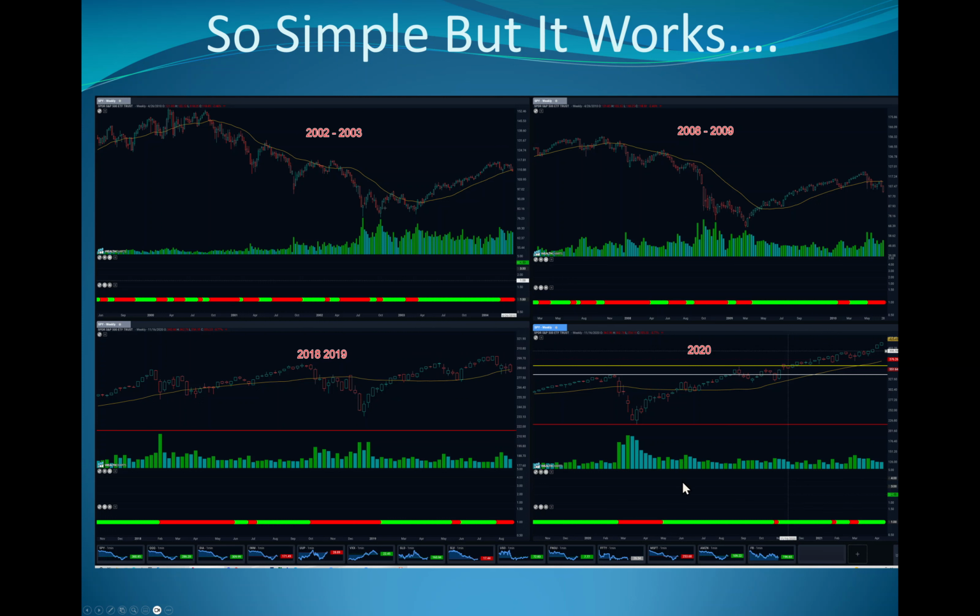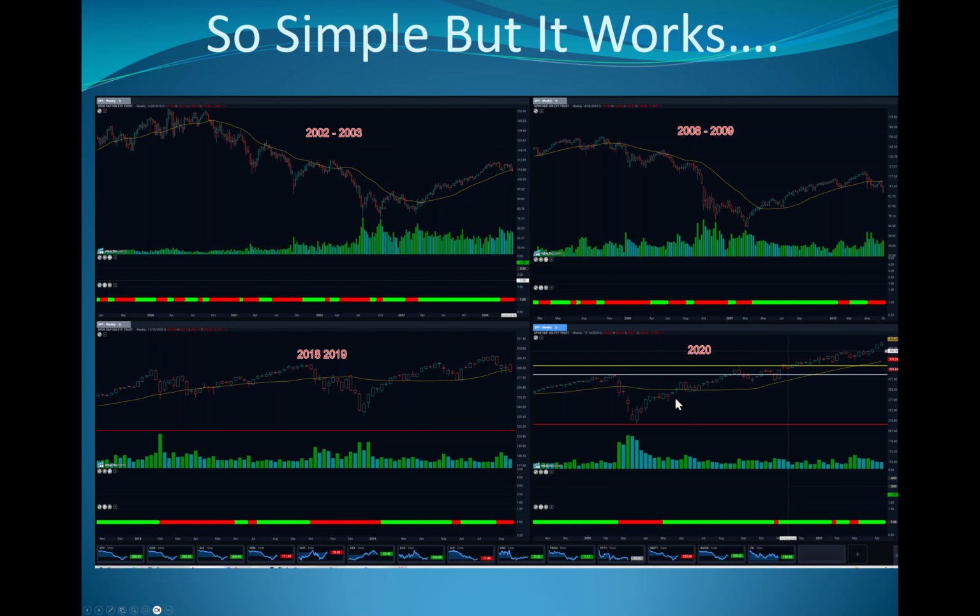And then what about 2020, the flash crash? How could this even work? It was so fast. Same thing. Broke down here. You avoided some of the mess. And then if you just waited until you got back in here, you rode a big uptrend.